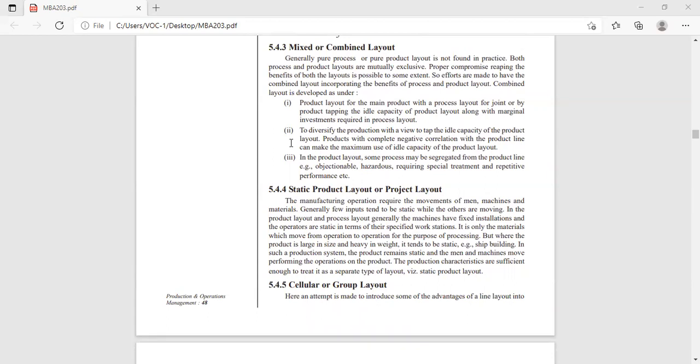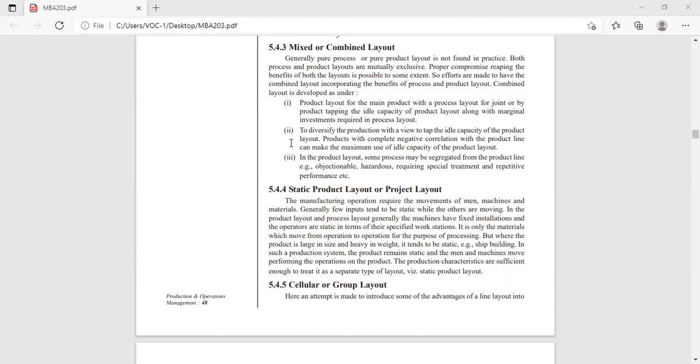Product layout is used for the main product with process layout for joint or by-products, tapping the idle capacity of the product layout along with marginal investments required in the process layout. So some of these are the processes for development of the combined layout.